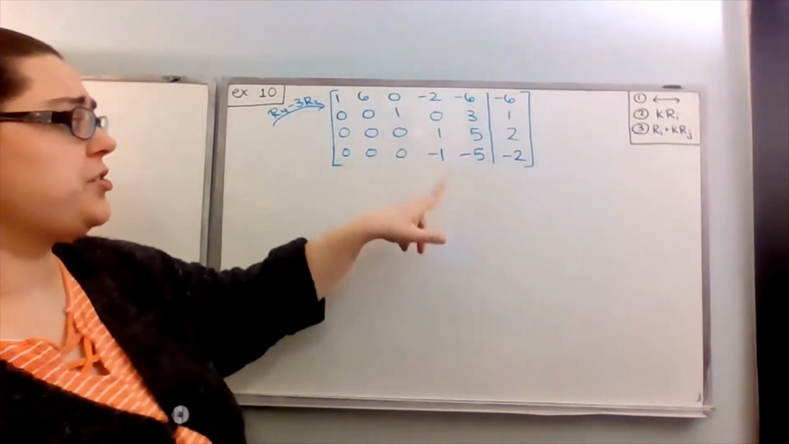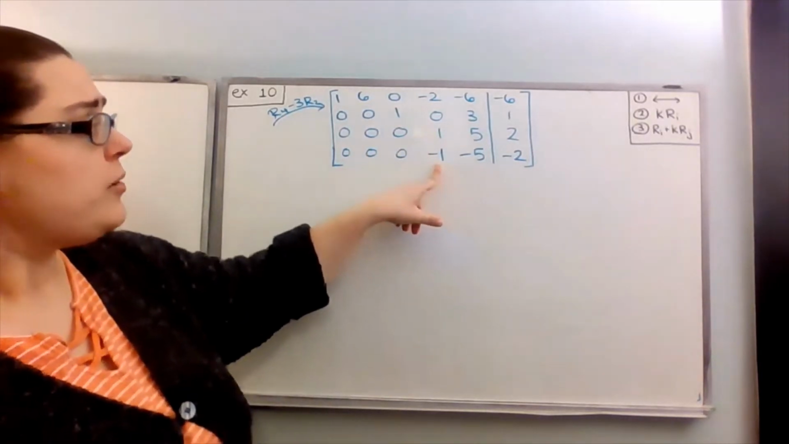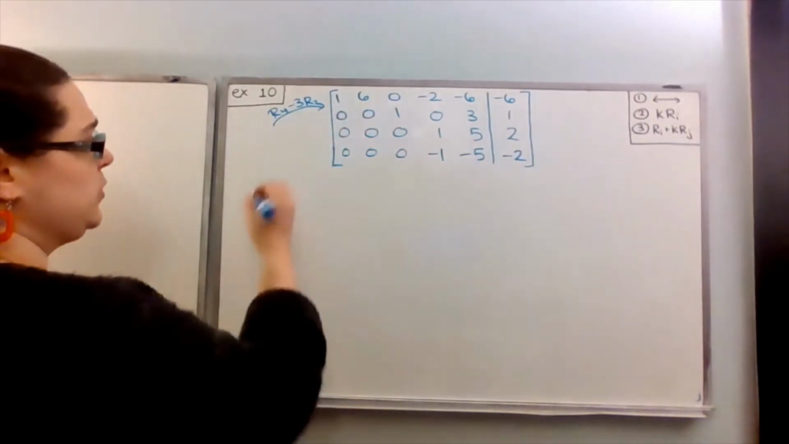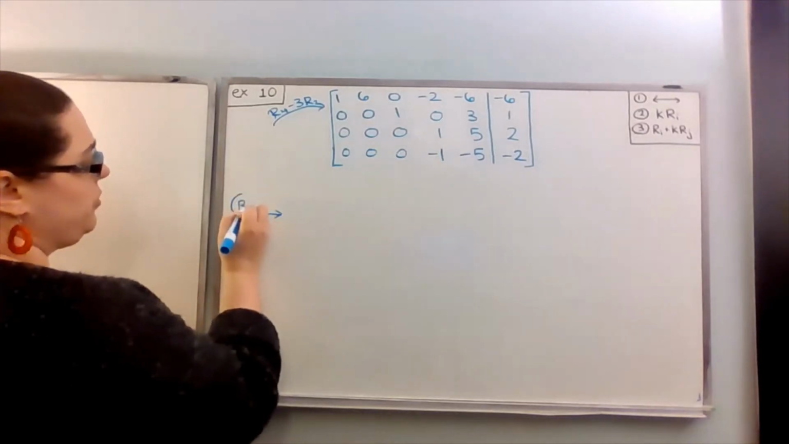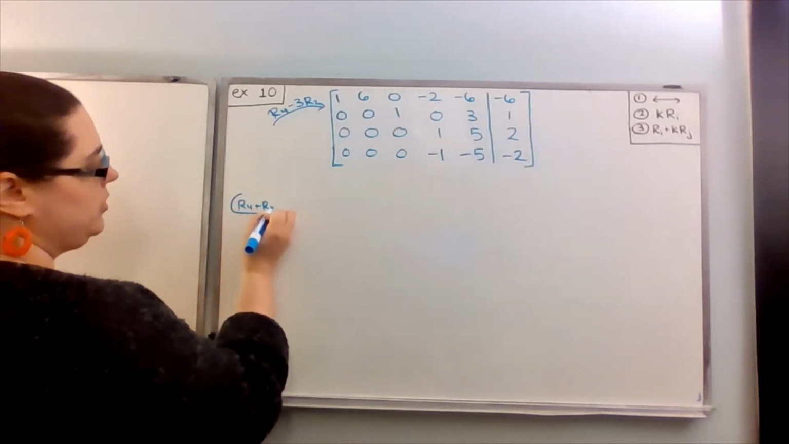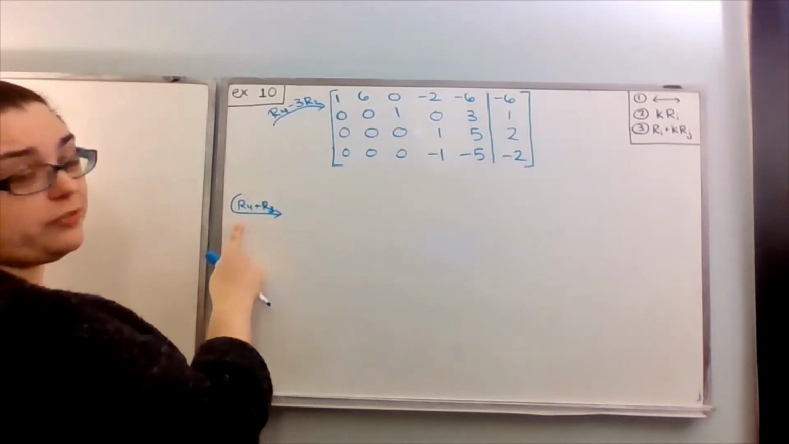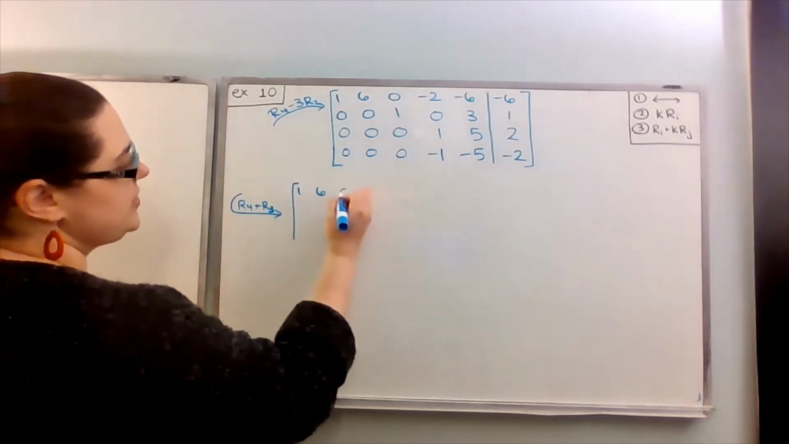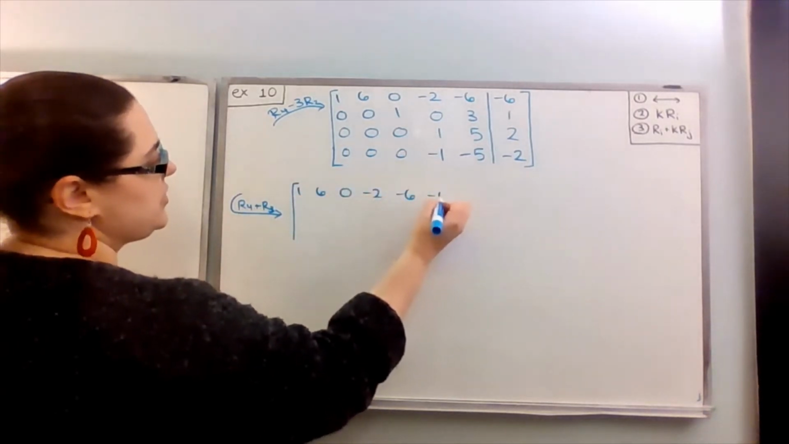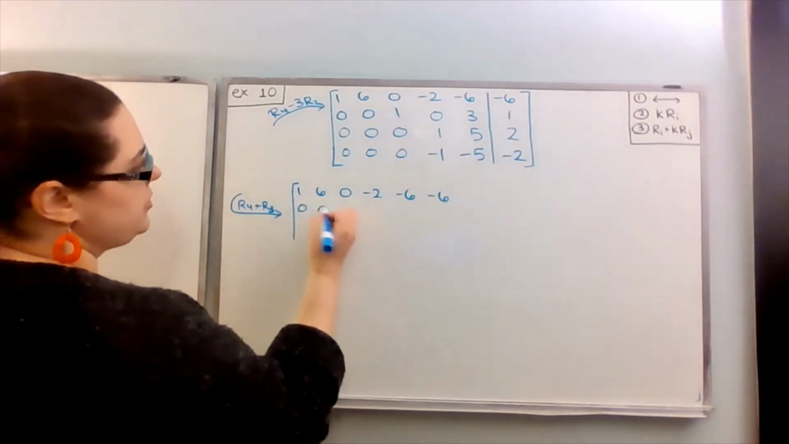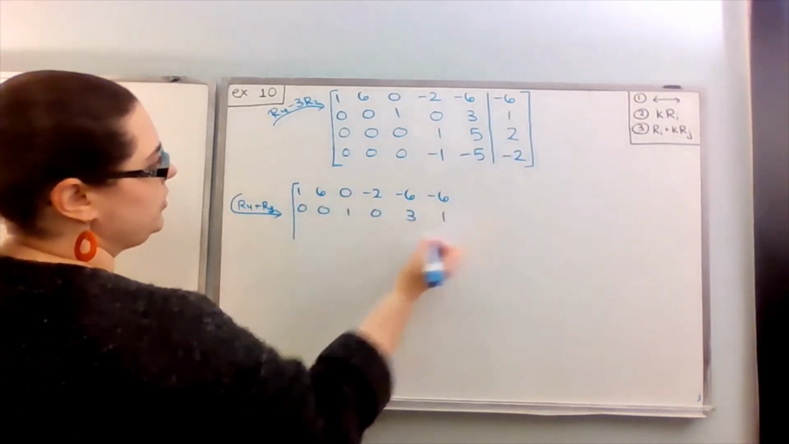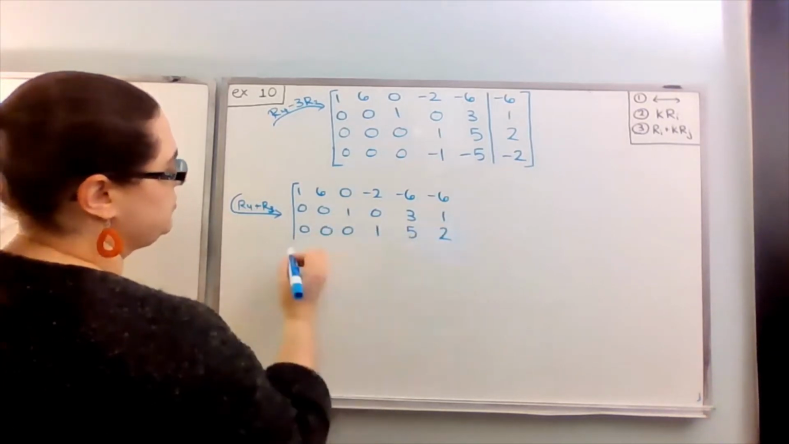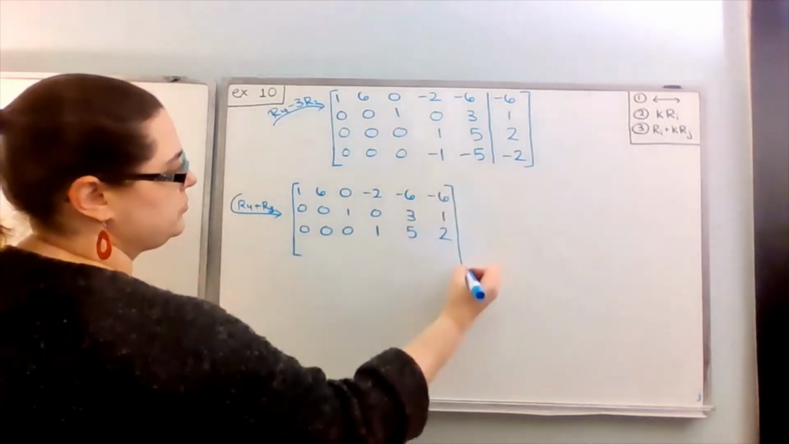I can jump immediately to try and get rid of this -1. Because these two are the same value but opposite signs, I can just add row 3 to row 4. So row 4 plus row 3. We're changing row 4, so again, we want to write that one first. All right, 1, 6, 0, -2, -6, -6, 0, 0, 1, 0, 3, 1, 0, 0, 0, 1, 5, 2.